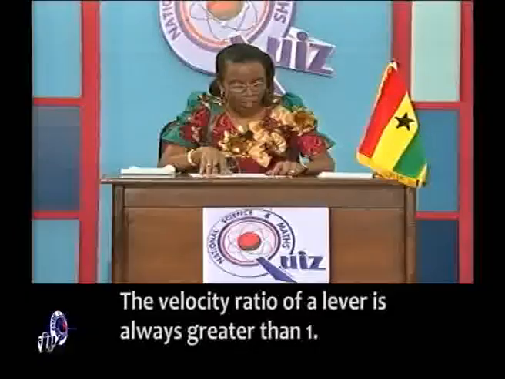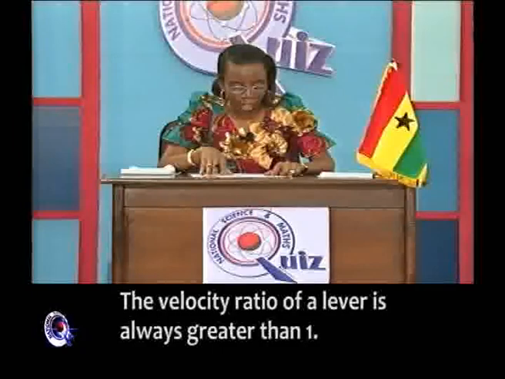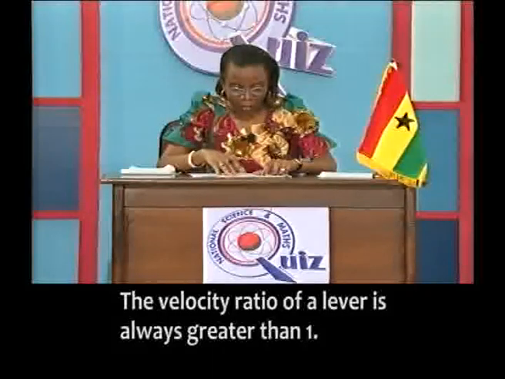Let's begin this time on my left with Achimota School. Your statement: the velocity ratio of a lever is always greater than 1.